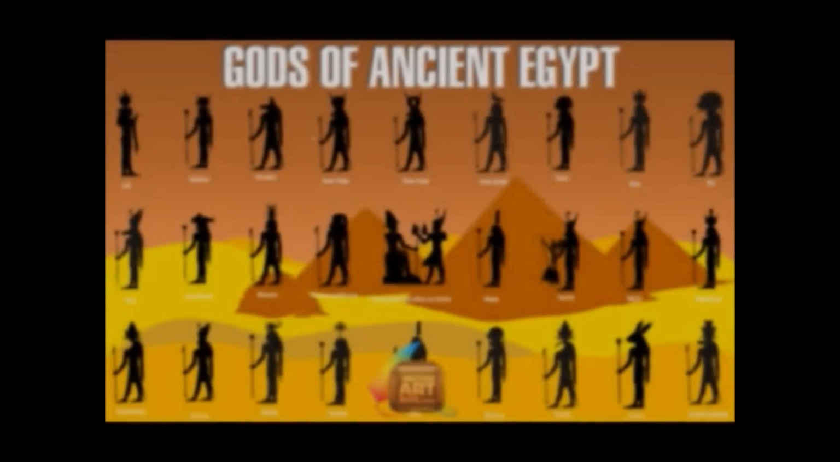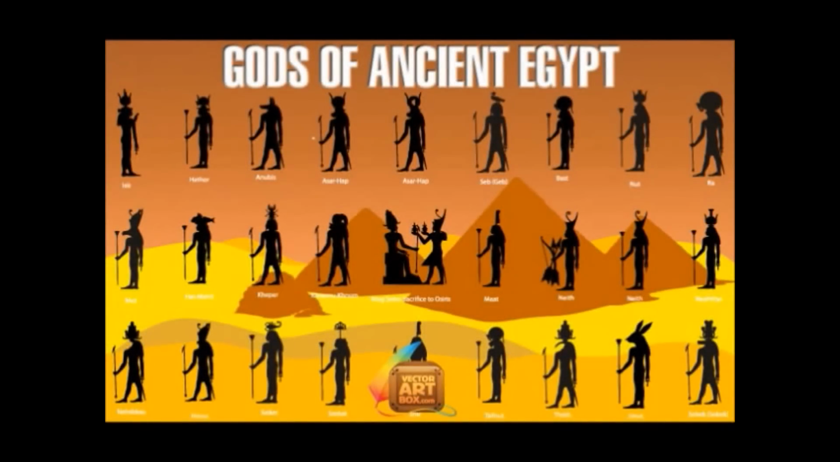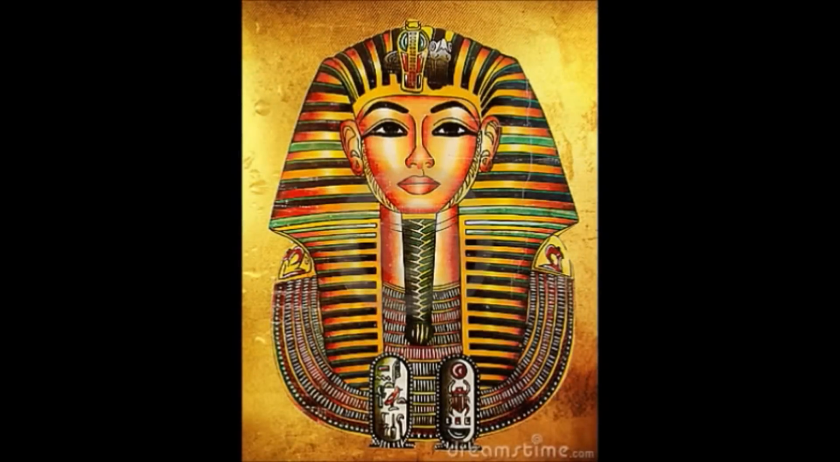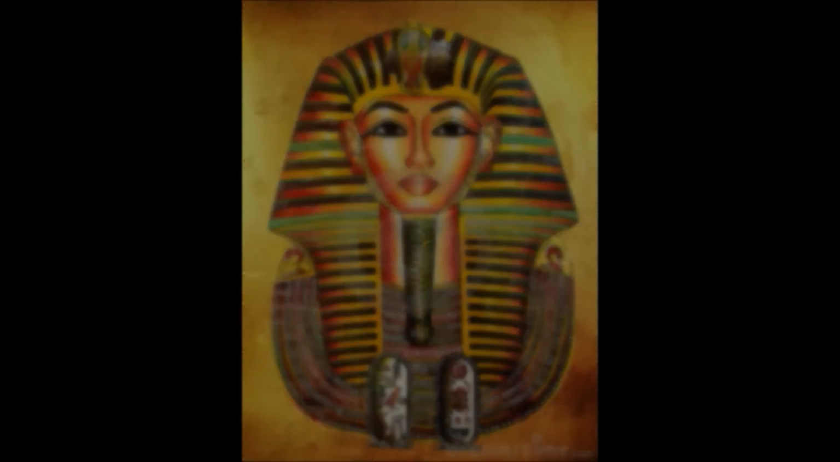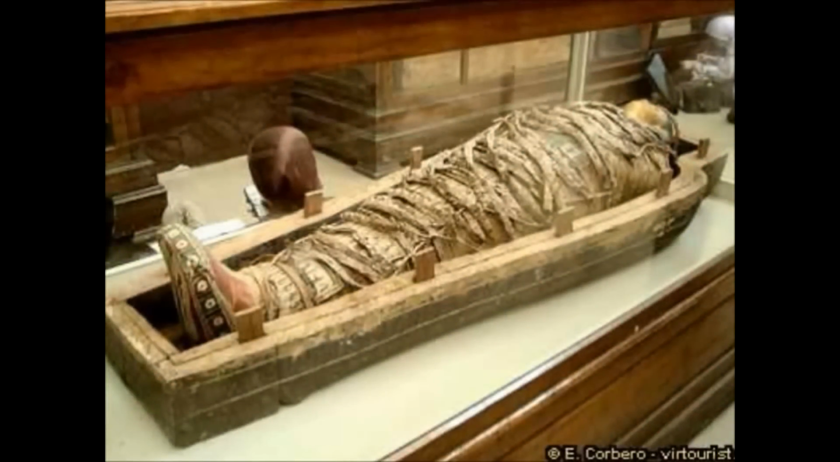90% of the people in Egypt are Muslim. They follow the Islamic religion. In ancient Egypt, they believed in multiple gods. The king of Egypt was called the pharaoh. When a pharaoh died, their body was mummified. The pharaoh's mummified body was then placed in a pyramid.